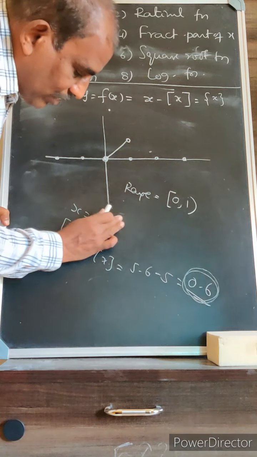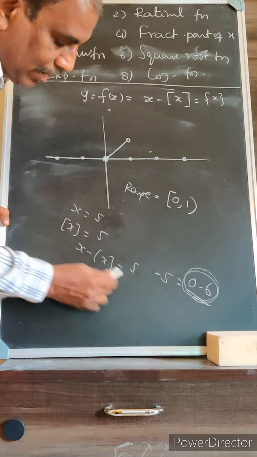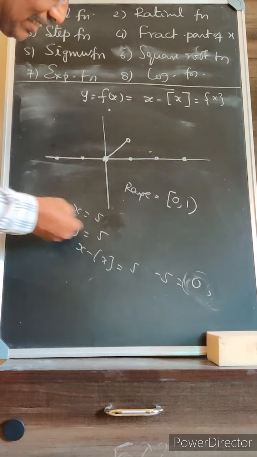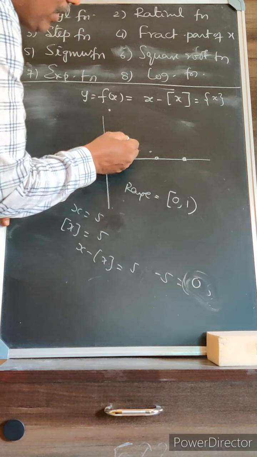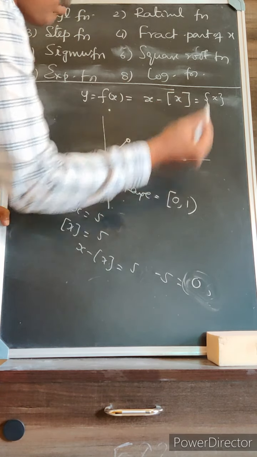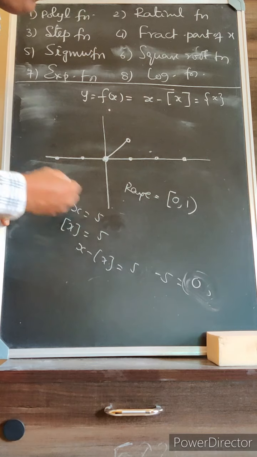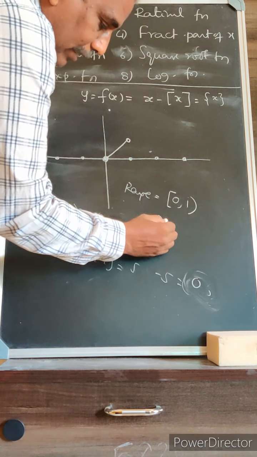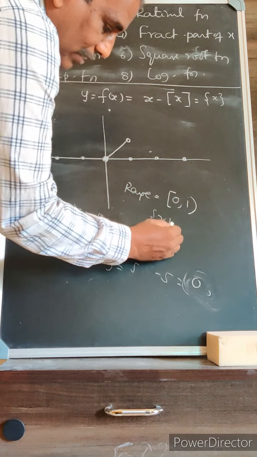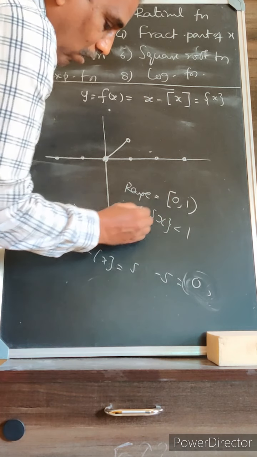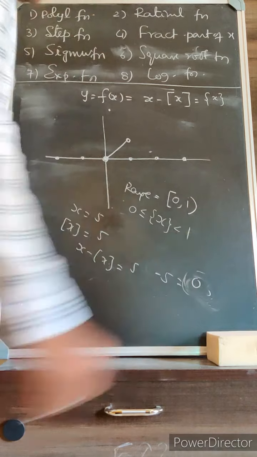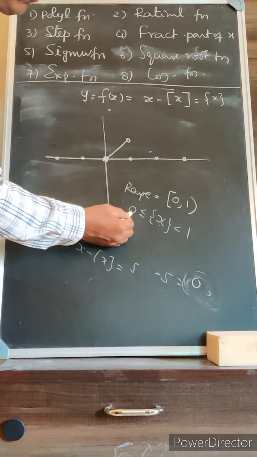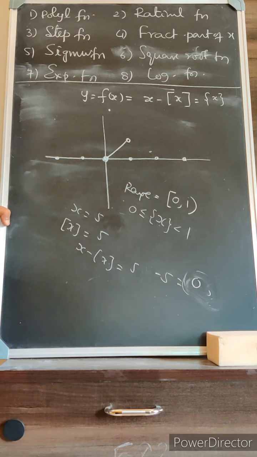If x itself is an integer, then it will be 5 minus 5, 0. So whenever x is an integer, x minus the integral part of x is always 0. Now, the fractional part of x is a number always between 0 and 1, excluding 1, including 0. So the range is this one.